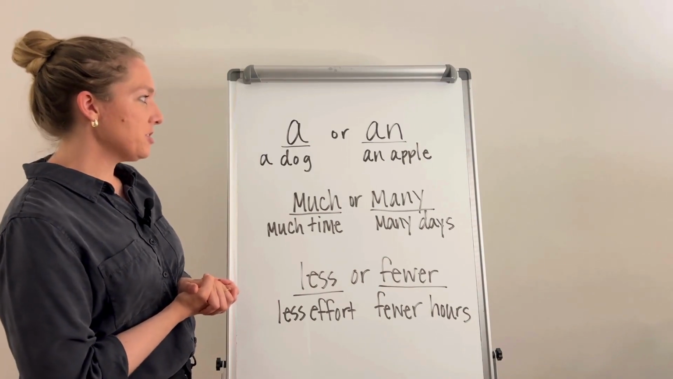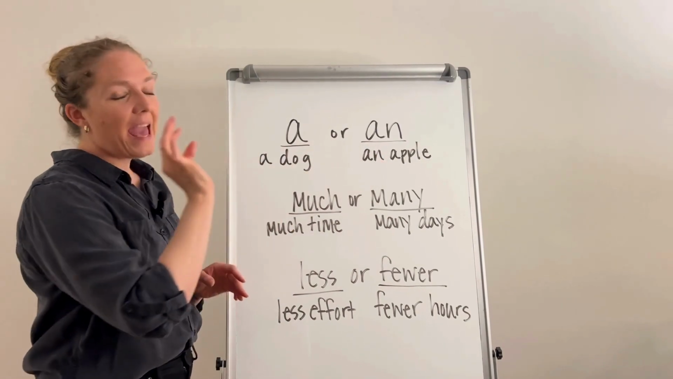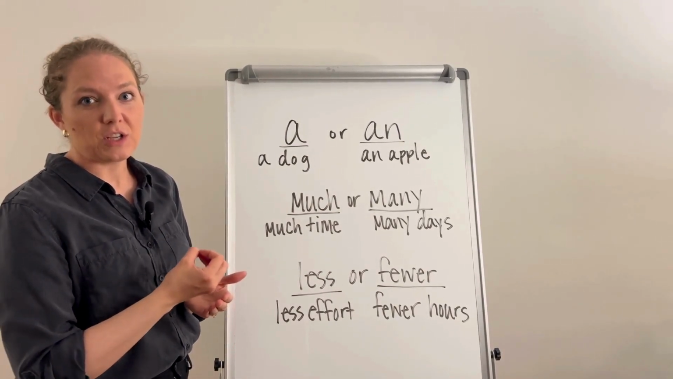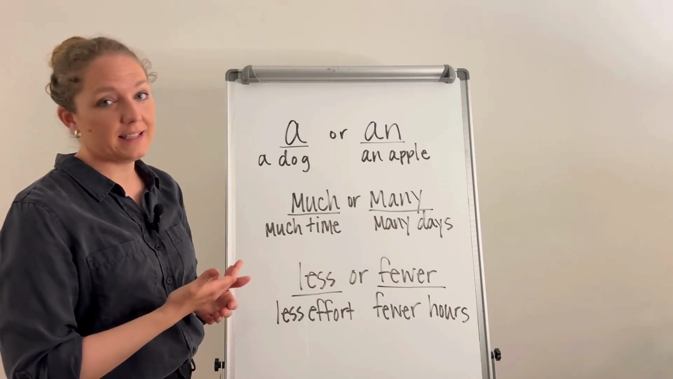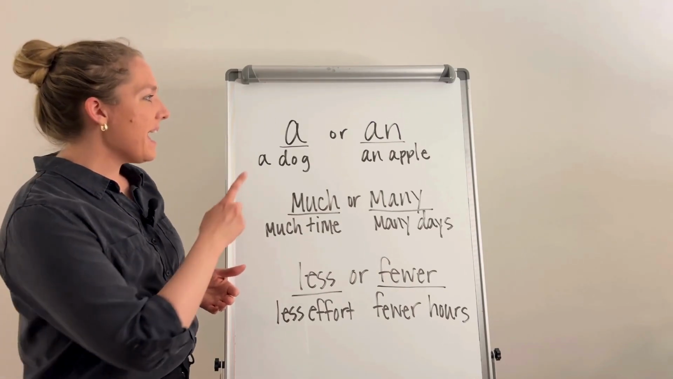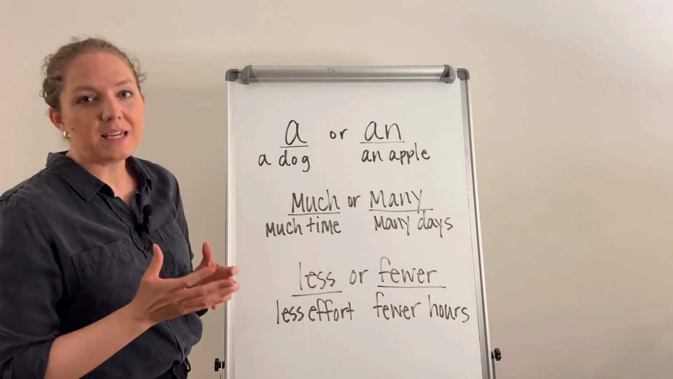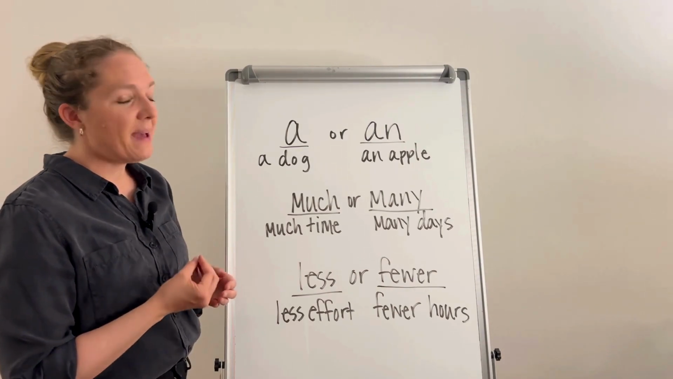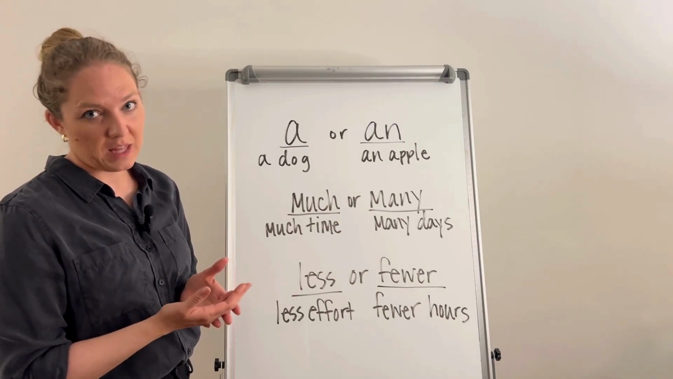And so the first pair is a versus an. A and an are both articles. Articles are used before nouns. Another article is the, but a or an are the most confusing articles because you use them in specific circumstances depending on what sound the noun starts with.